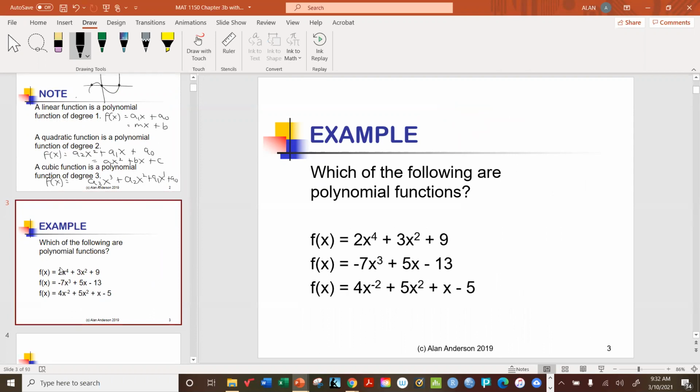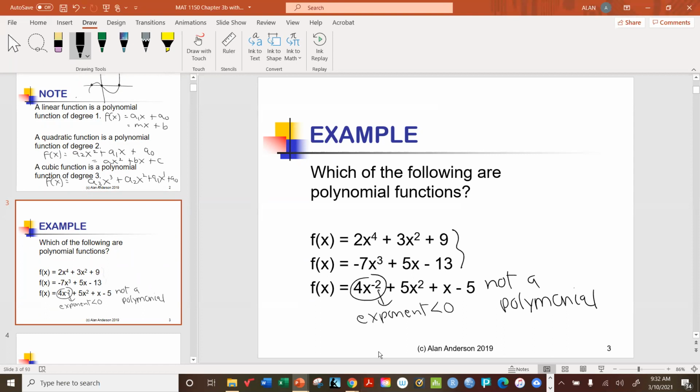Well, the only one that doesn't count is this one. This one is technically not a polynomial because it has that exponent which is less than 0. But these are certainly polynomials. It doesn't matter if the coefficients are positive or negative. These all qualify as polynomials.